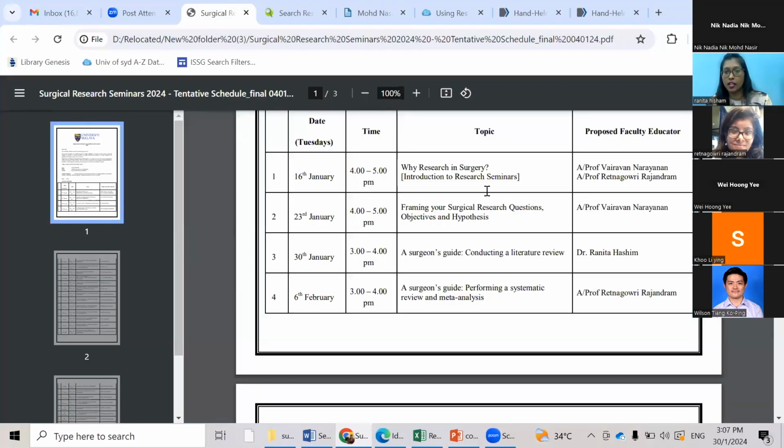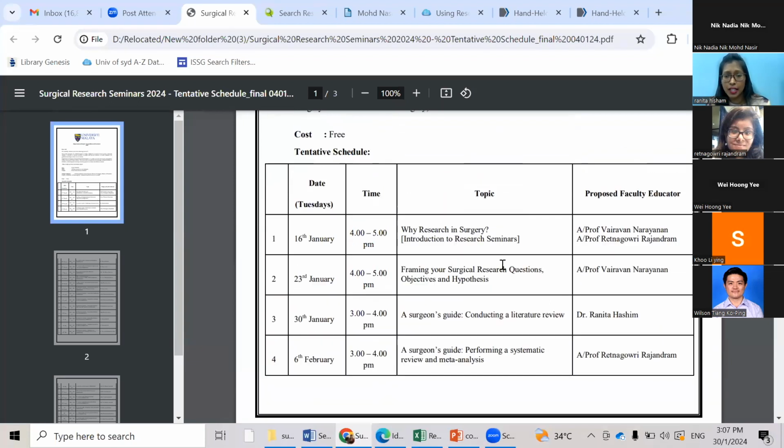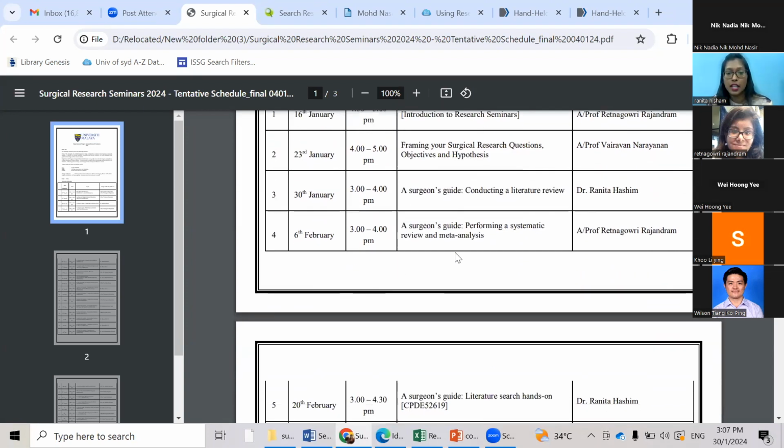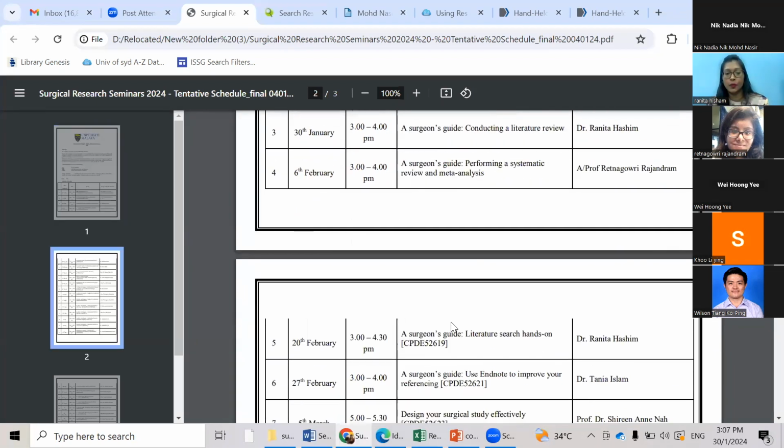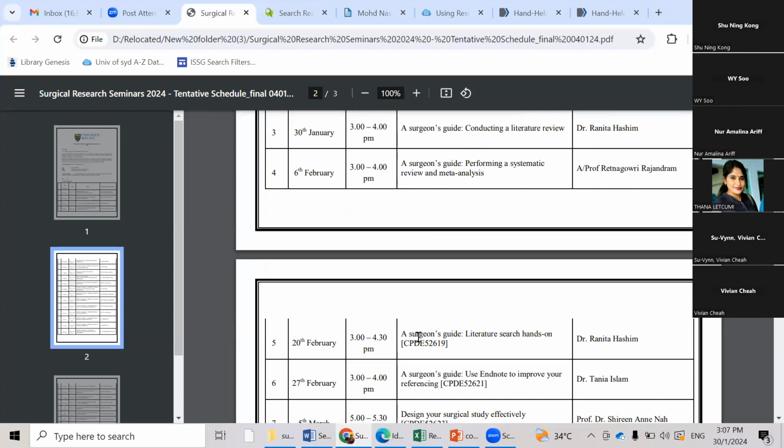Basically it's about conducting a literature review. We will have another session on the 20th on literature search hands-on. Probably that will be a hands-on session, especially using the databases and how to conduct the literature search. But what I would like to do today is basically about the preparation.